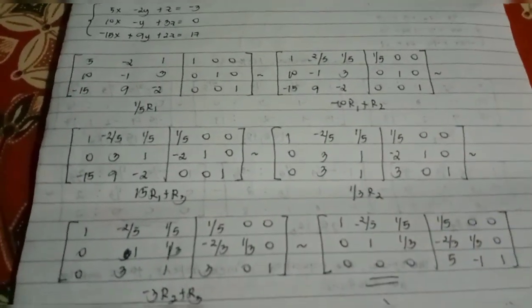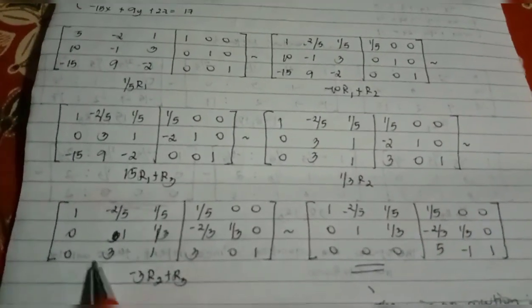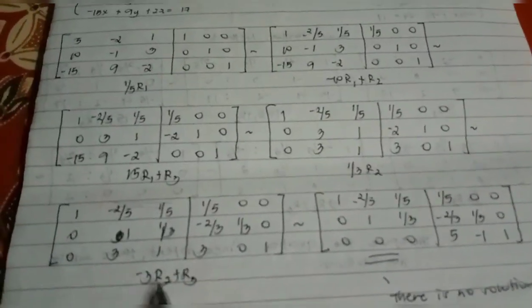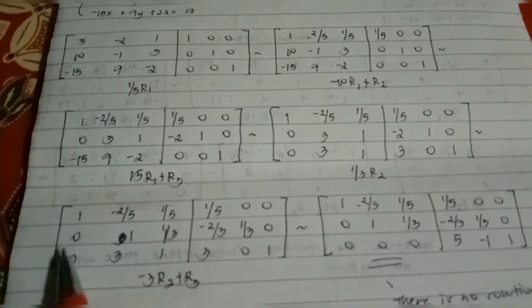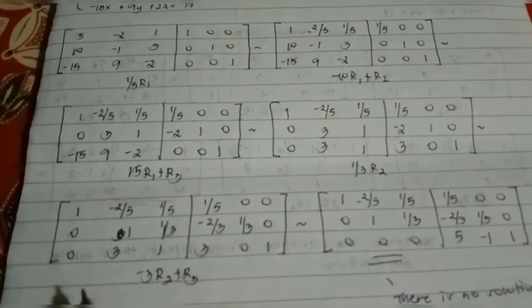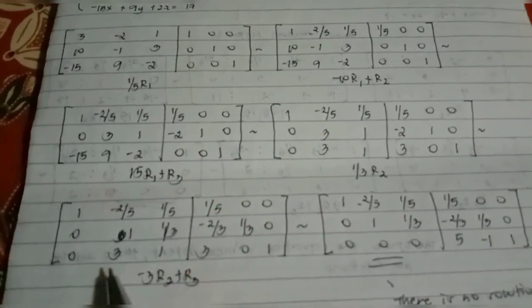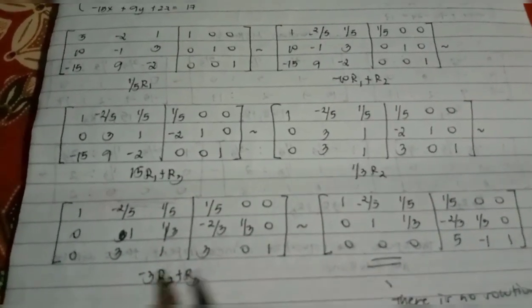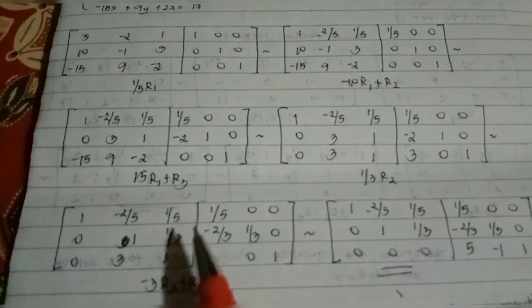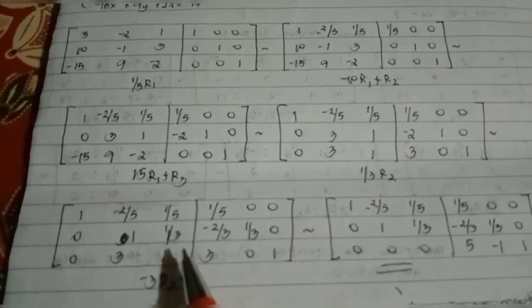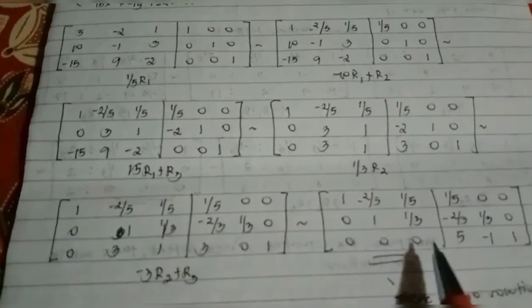The next goal is the third column. It is 3, so it should become 0. Negative 3 times 0 plus 0 is equal to 0. Negative 3 times 1 plus 3 is equal to 0. Negative 3 times 1 over 3 plus 1 is equal to 0.